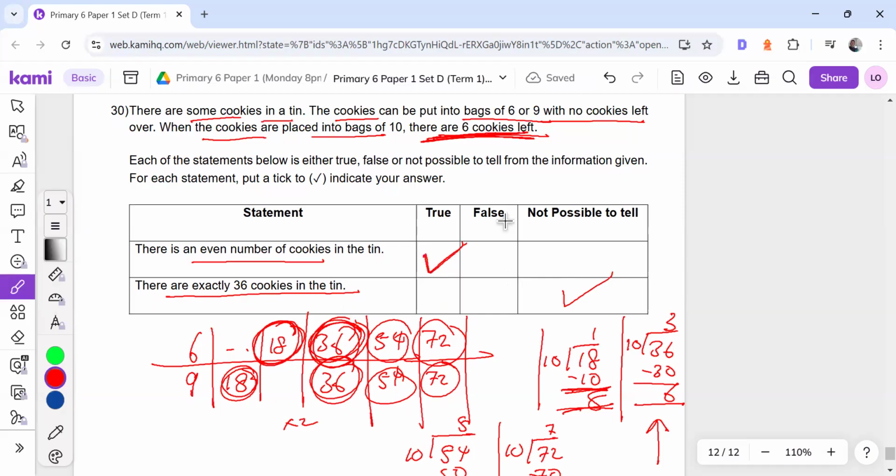But I think part A, the answer is true for part A. There is an even number of cookies in the tin. And if you continue to make the common multiples, you will also get even numbers for all of them. Like how do you know? 18 times 5, 90. Can 90 divide by 2? Also can. 18 times 6 will be 108, also an even number. So all the common multiples can divide by 2. So there must be an even number of cookies in the tin. All right, are you clear so far?